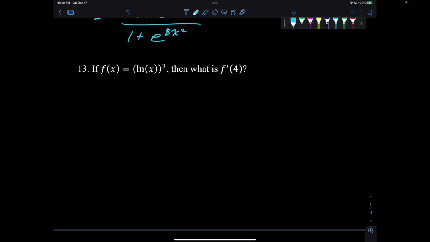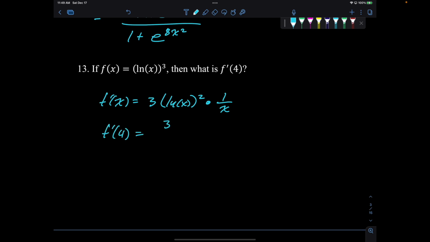All right, if f of x is the natural log of x cubed, so it's the cube of the natural log of x, then what is f prime of 4? All right, good stuff. F prime of x is the derivative of something cubed, which is 3 times that thing squared times the derivative of that thing. The derivative of natural log is 1 over x. So f prime of 4 will be 3 times natural log of 4 squared over 4.